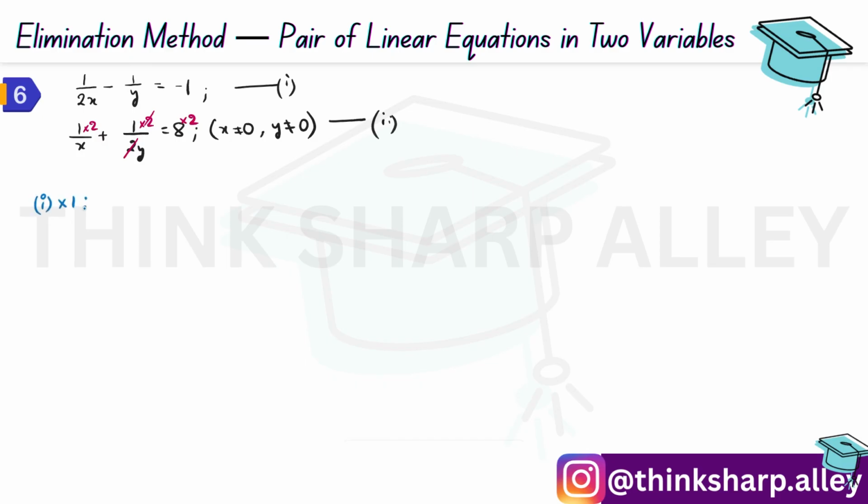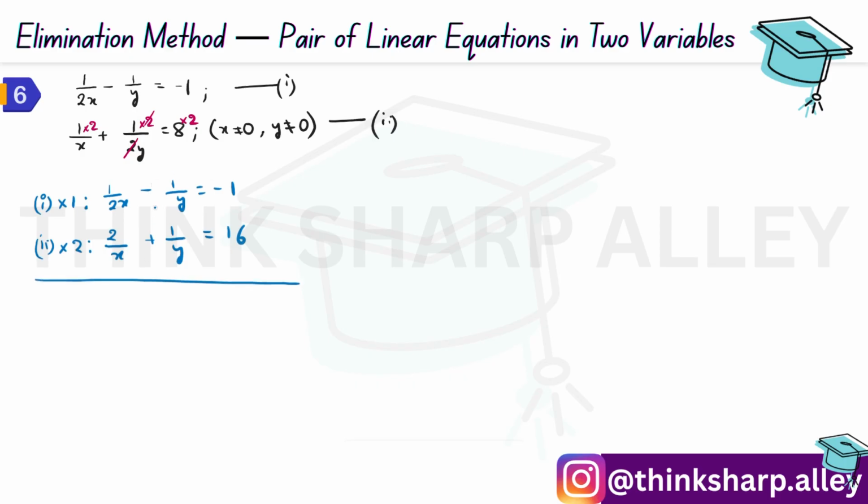So just for the sake, I'm writing multiplied by 1. And equation 2, I'm multiplying by 2. So equation 1 remains as it is, while equation 2 becomes 2 by x plus 1 by y equals 16. Do you notice how we have multiplied? So 2 ones are 2 and this 2 gets cancelled, so 1 by y, and this becomes 16.